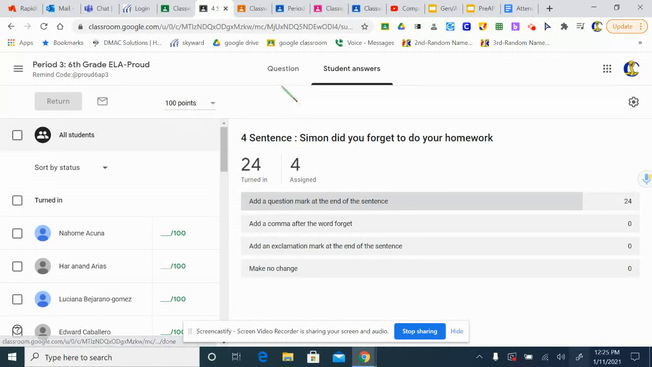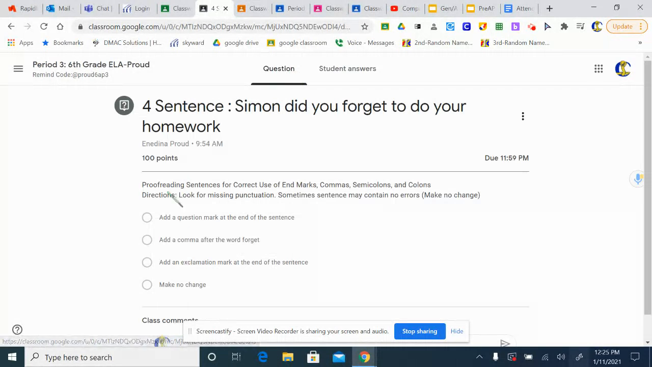Okay, and I'm going to view the question. So in here, the directions say proofreading sentences for correct use of end marks, commas, semicolons, and colons. Directions: look for missing punctuation. Sometimes a sentence may contain no errors, and if it does, it will say make no change.